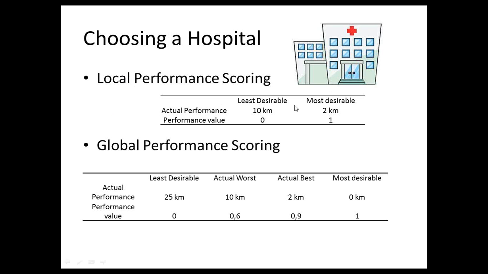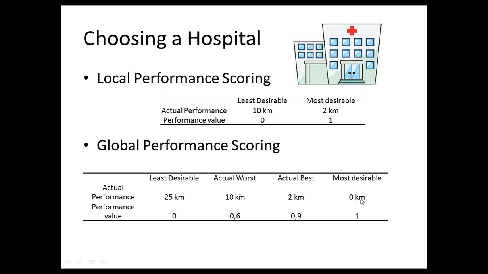However, if you would suddenly include another hospital in the analysis, and that hospital is, for instance, 20 kilometers away from where you live, you could not use the data you have already collected to take that alternative into consideration. If you want to do that, you have to use global performance scoring. In global performance scoring, you have your actual worst and your actual best.